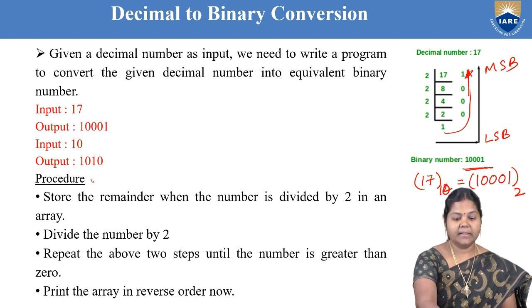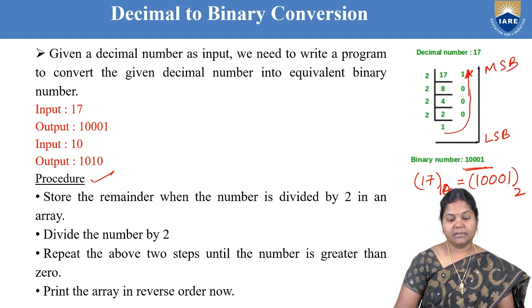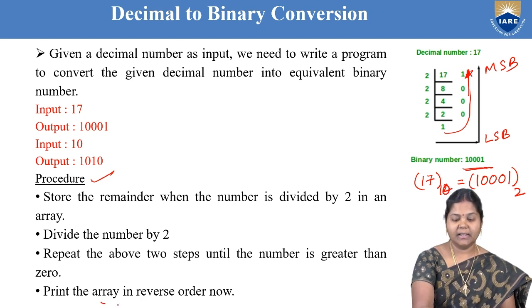So here we have written the procedure. Store the remainder when the number is divided by 2 in an array and divide the number by 2, and repeat this process while the number is greater than 0. Now when the number becomes 0, all the remainders are already stored in the array. Then display the array contents in reverse order, because the procedure says you have to read out the binary number from LSB to MSB. So for that you have to reverse the array.